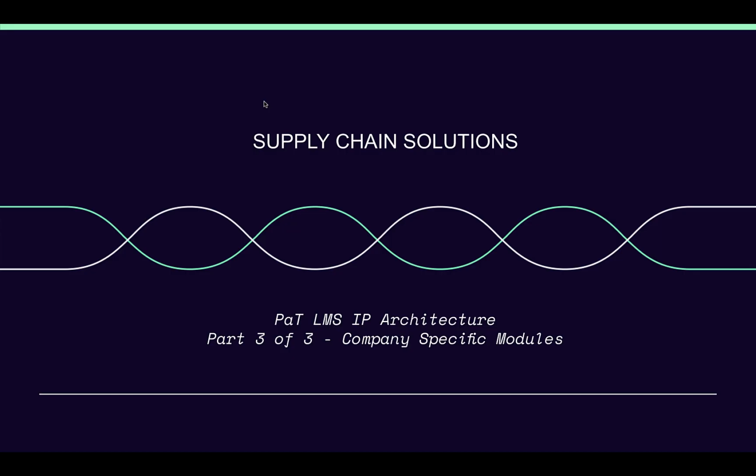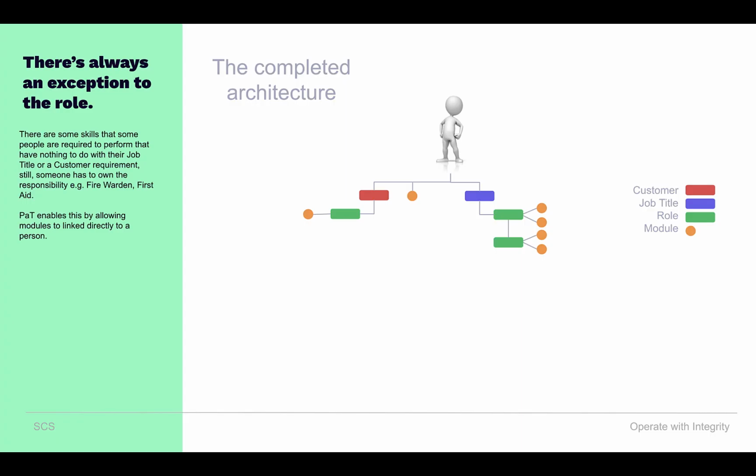The third part of this section, on the last part, is about, actually I've got a mistake, they've changed it. This is about, so that's right, company-specific modules. So first bit was about business modules, which apply across the business. Second part was about customer-specific. This is about company-specific modules. And this recognises that there's always exceptions to the rule. There are some skills that some people are required to perform that have nothing to do with their job title or a customer requirement. Still, someone has to own the responsibility, for example, a fire warden or a first aid or something. And PAT enables this by allowing modules to be linked directly to a person.